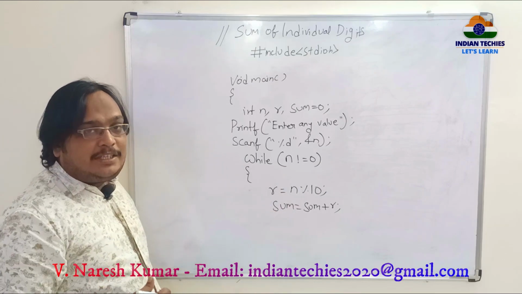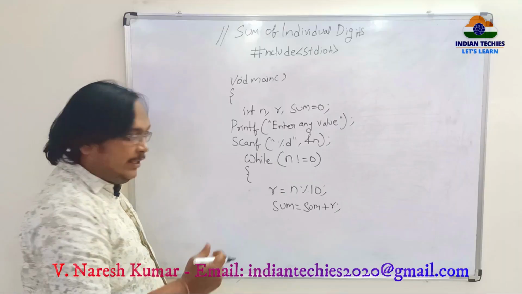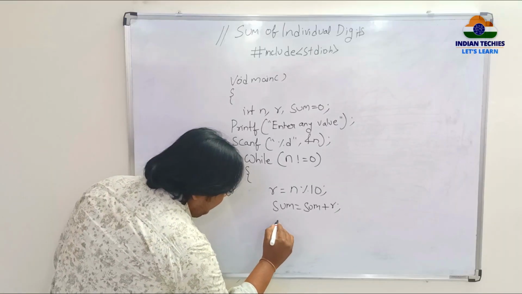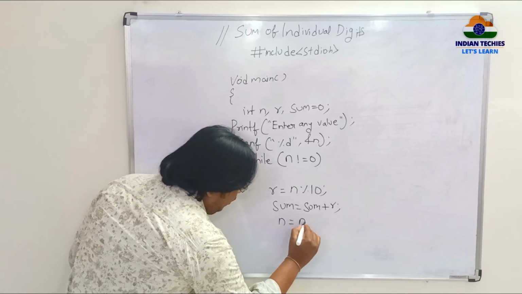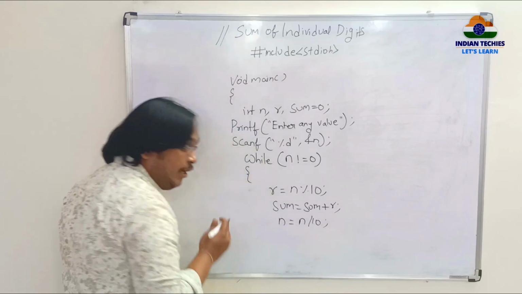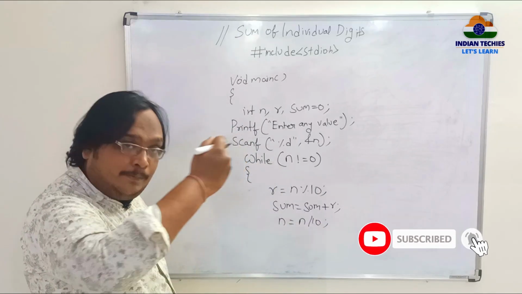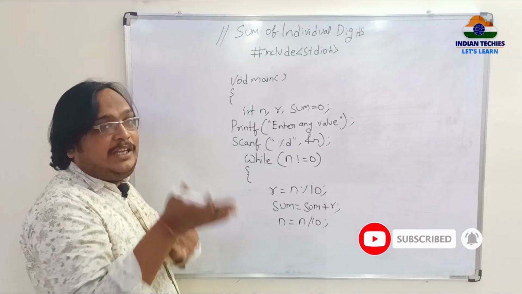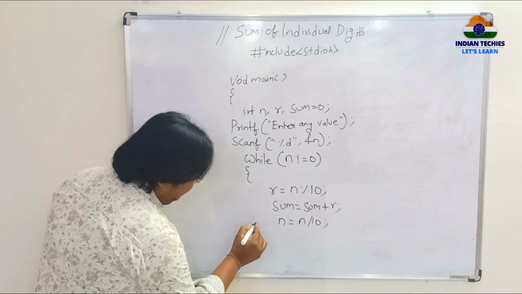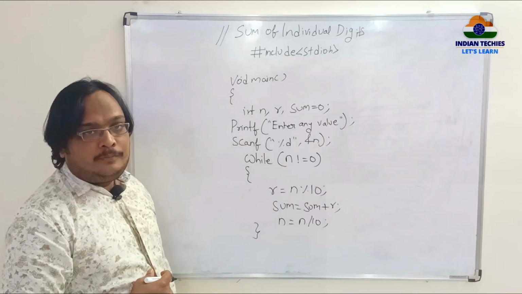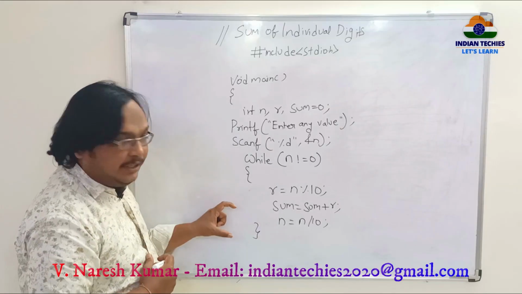Next, what is the next step? I have to divide with 10. That is, n is equal to n by 10. I have to modify that number itself. As I told you, 123 should become 12. Means within the n only the modification has to come. This is how you write the logic.